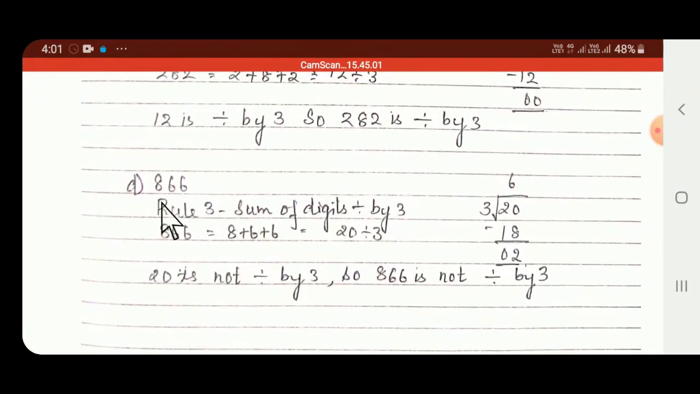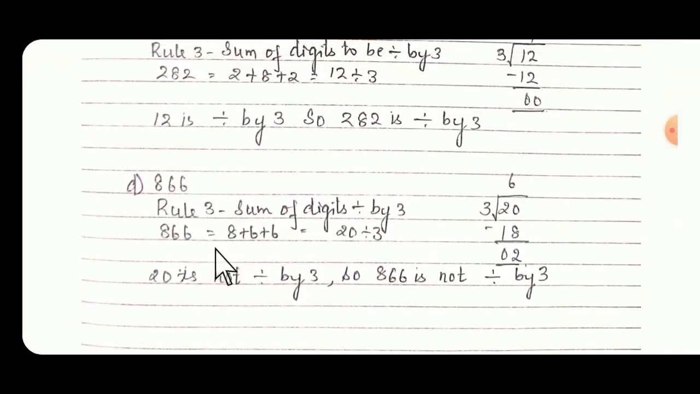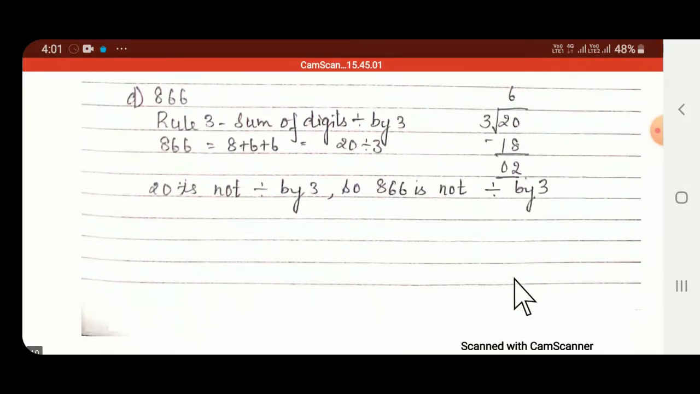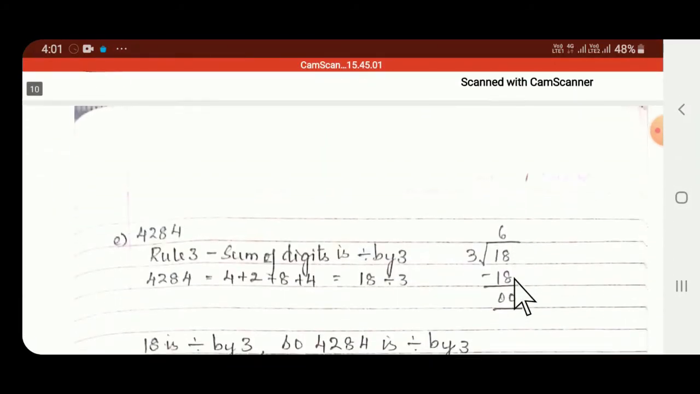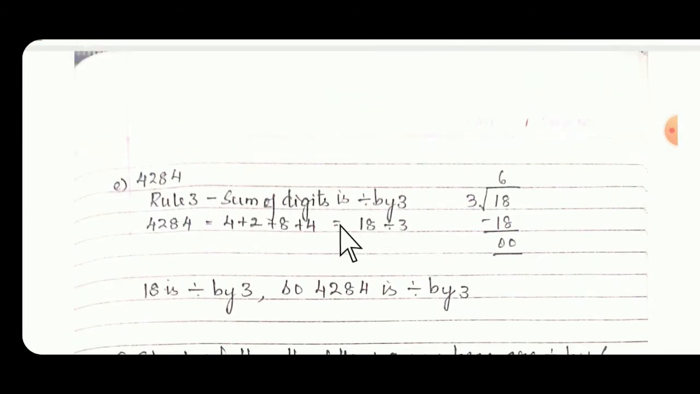The next one is 866. The sum of this is 8 plus 6 plus 6, which is 20. If you divide by 3, 3 6s are 18 and we are going to get 2 as remainder. So 20 is not divisible by 3. So 866 is not divisible by 3. Similarly, do the E.